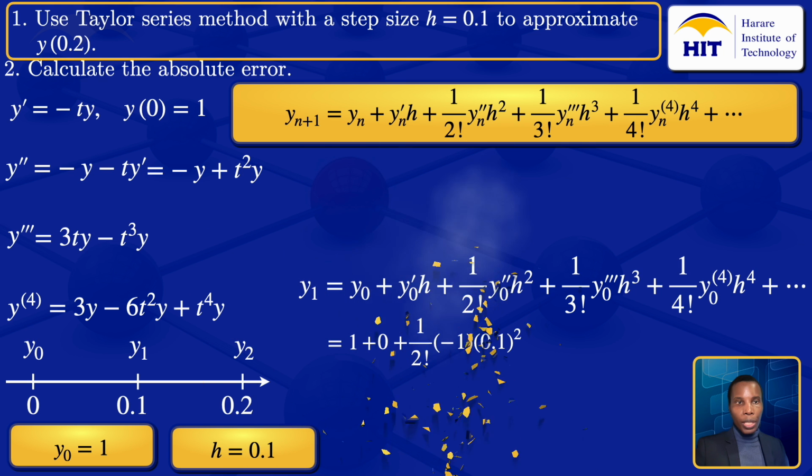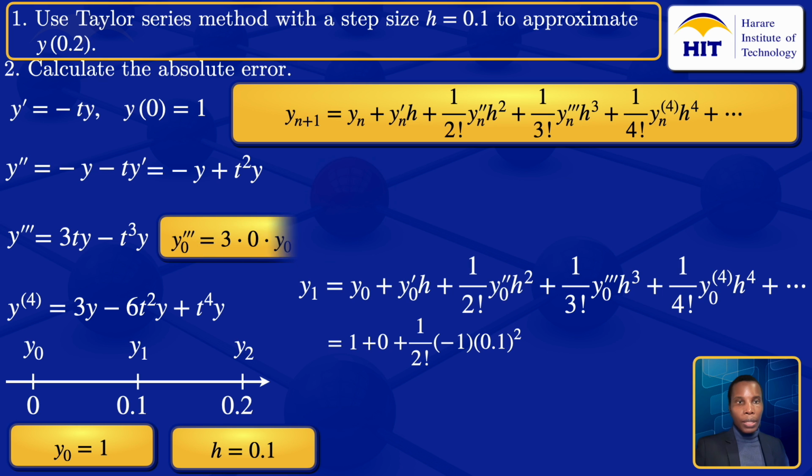Then we move on to the next part, where we are looking at the third derivative at y naught. We substitute it here. So the third derivative at y naught equals 3 times 0 multiplied by y naught minus 0 cubed times y naught. We are multiplying by zeros there, so it simplifies to 0. So for this part where we have the third derivative, we have 1 over 3 factorial multiplied by 0 multiplied by 0.1 cubed.